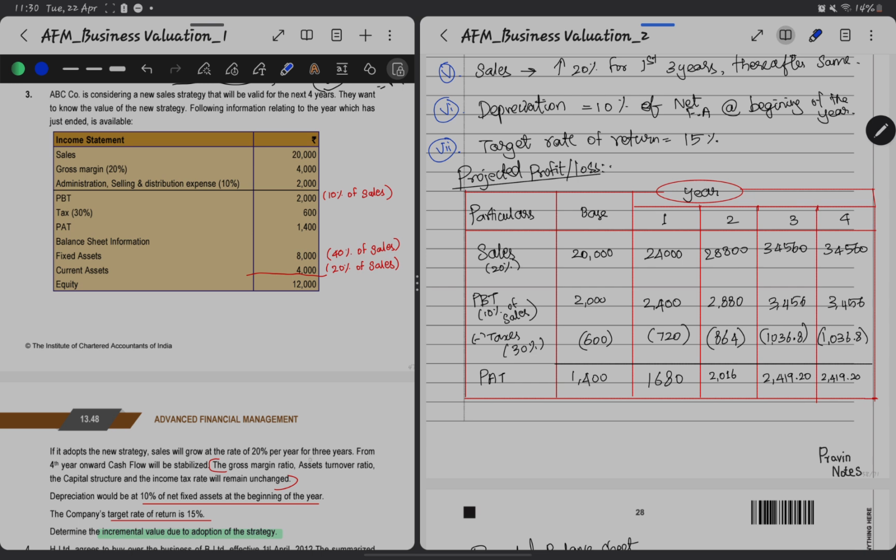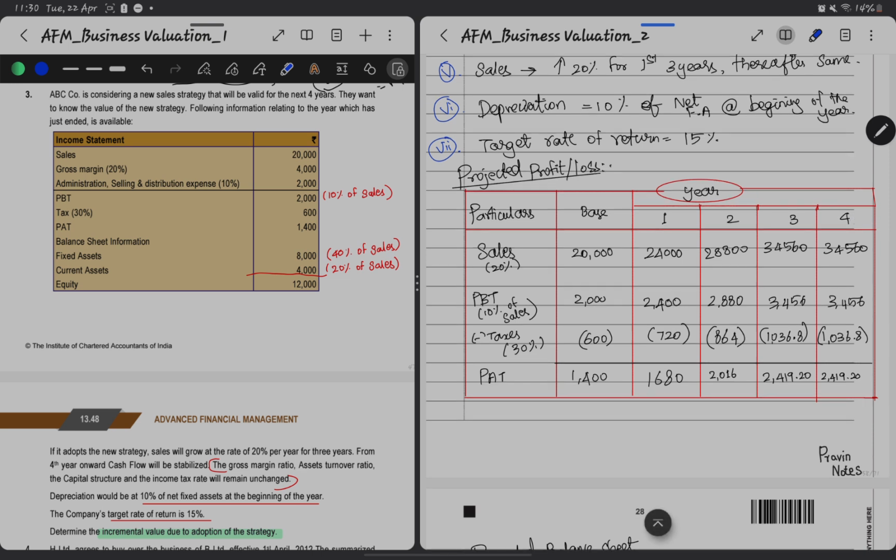As we can see, sales they have given for 3 years, then from 4th year it is stabilized. So for first 3 years, then 4th year onwards. And sales, the base is 20,000, then PBT, as we can see, it is 10% of sales, so 2,000, minus taxes, and PAT is 1,400.